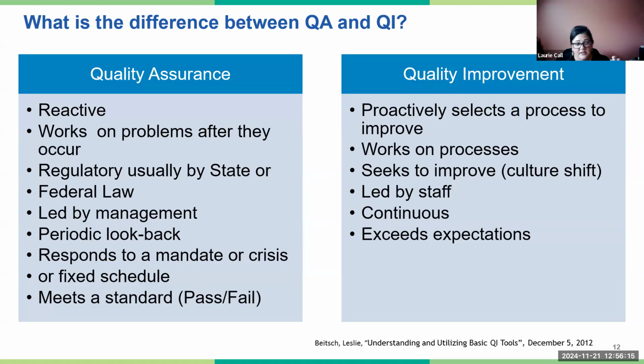So quality assurance is very reactive. It's measuring after the fact. It works on problems after they occur. It's not trying to address or prevent those. A lot of times it's regulatory or by state or federal law. Many times it's led by management. It's a periodic look back at how we've been doing, might respond to a mandate or crisis of some sort.